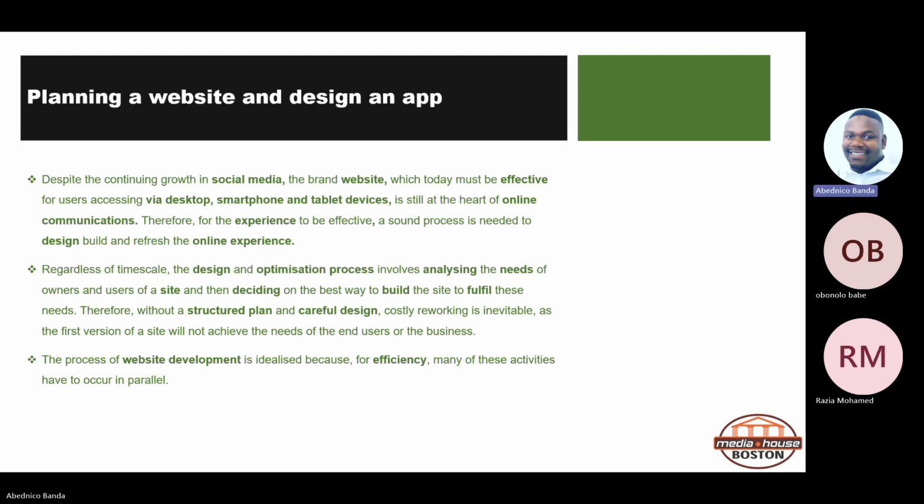So a website remains a point of direction for many consumers. Even when you are in store, I've heard customers asking, can I find you online? Do you have a website? That's how important a website is in digital marketing.